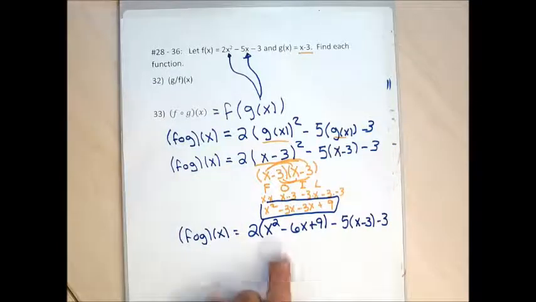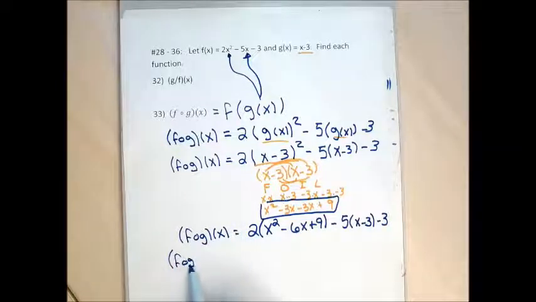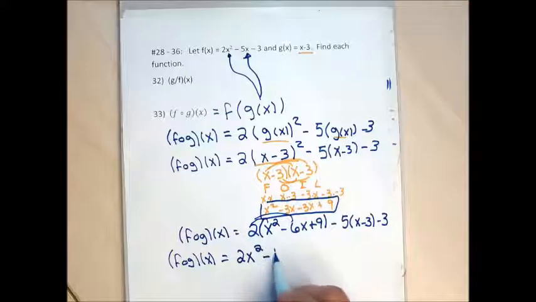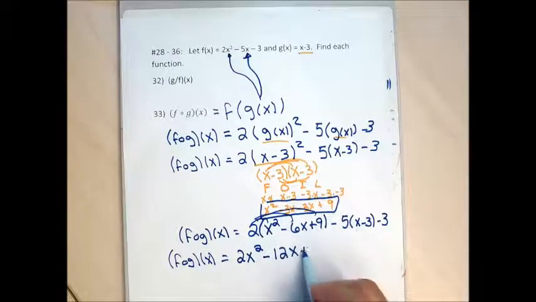Now I'm going to clear the parentheses by distributing. First parentheses, when I go to clear it, I'm going to multiply 2 times x squared and get 2x squared. I'm going to multiply 2 times minus 6x and get minus 12x. 2 times plus 9 and get plus 18.